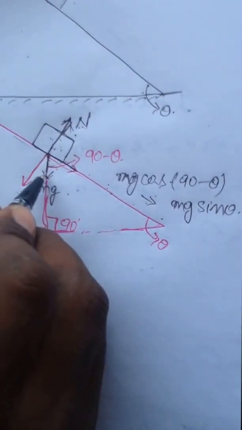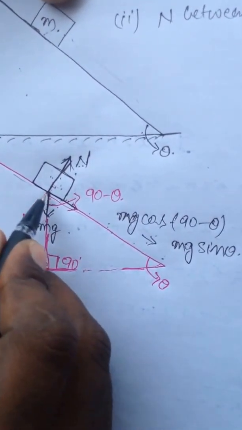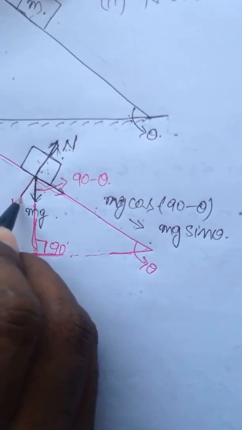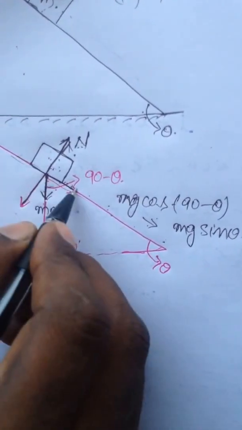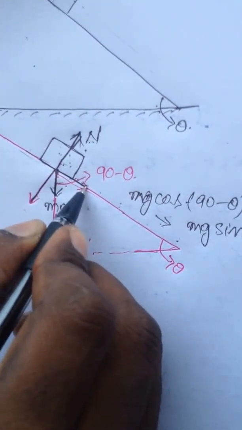And second thing, the component of mg perpendicular to the incline. To find out this component, I need to find out the angle between this line and this line. For this, consider this geometry. This is perpendicular to the inclined surface, because of which the angle between this and this side is 90 degrees.